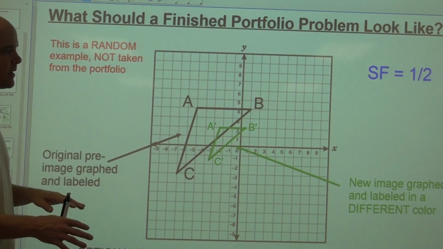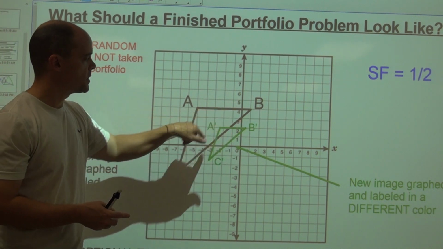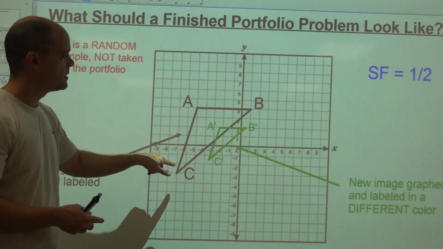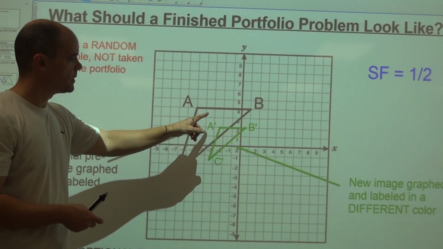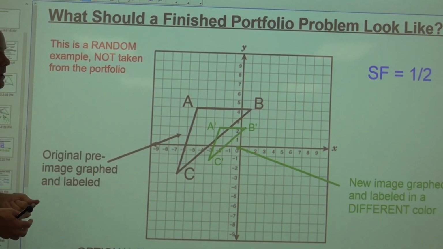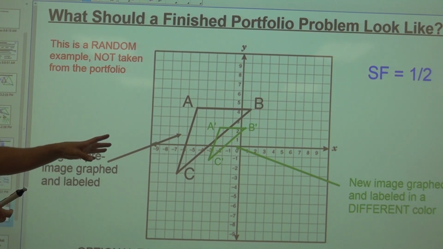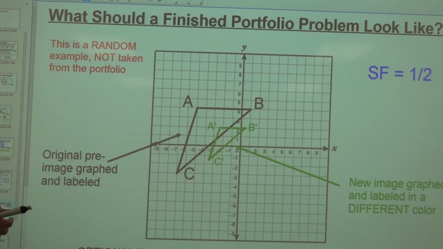You don't need to write down any coordinates. You don't have to write down any of your math. All I need to see on your portfolio is the original shape labeled A, B, C, and then your new image labeled A prime, B prime, C prime. Please do it in a different color. I've got colored pencils and markers over on my shelves. Over on the side, you guys know where all that stuff is. So please do it in a different color. That is the only thing that needs to be in your portfolio. All right, this is not one of the problems, by the way. This is just a random problem.